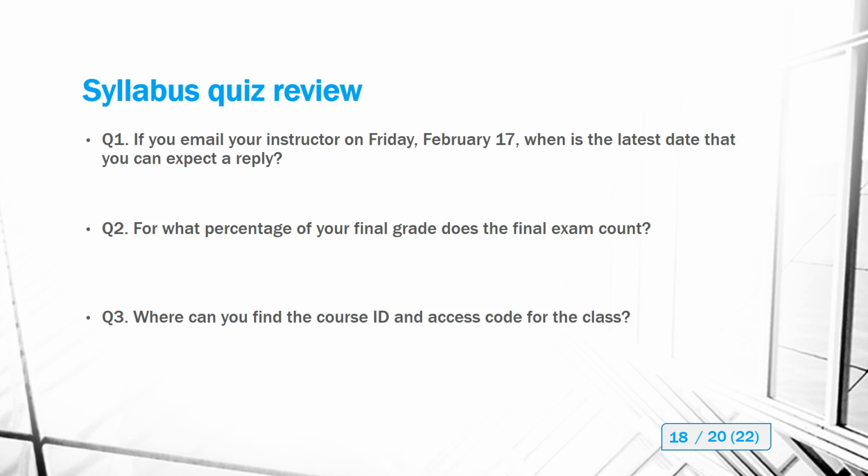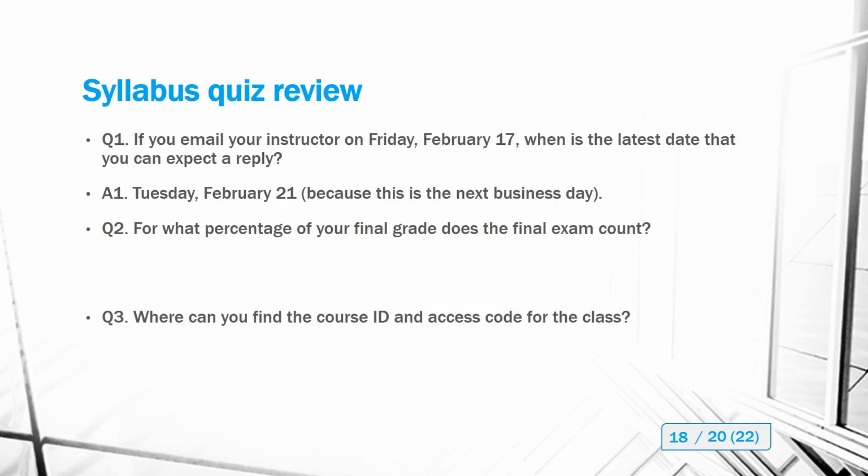So, first question: if you email your instructor on Friday, February 17th, when is the latest date that you can expect a reply? The answer will be Tuesday, February 21st. This is the next business day. Remember, I respond to email within 1 business day. So if you email me on Friday, then you can normally expect a response by the following Monday. But because February 20th is President's Day, that's a school holiday, school will be closed, therefore the next business day is Tuesday, February 21st.